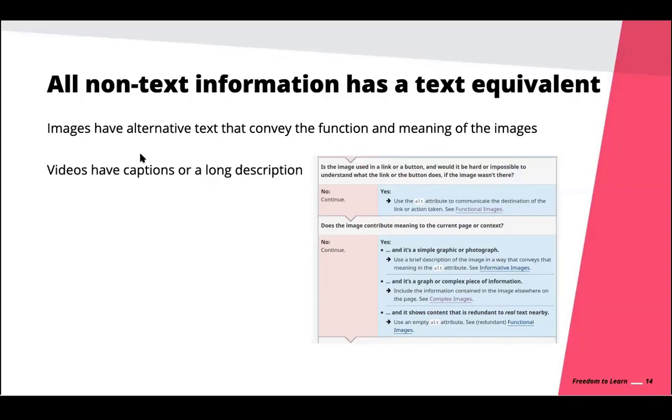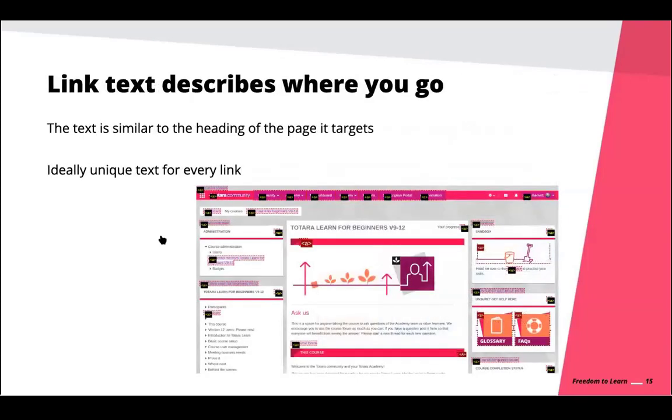Link text describes where you go. A nice golden rule that I have for this is, when you click on something, the text of the link should be fairly similar to the text on the next page. So the idea of a link is it tells you where you go.